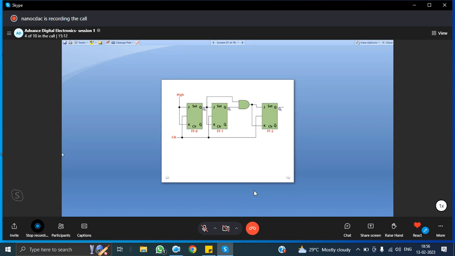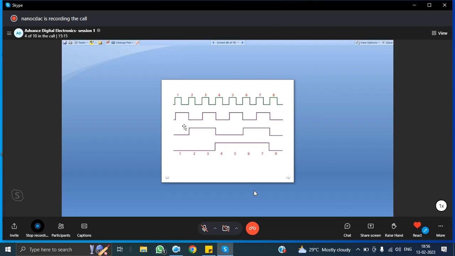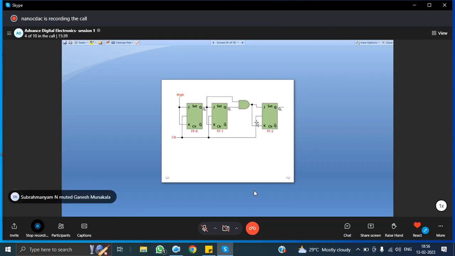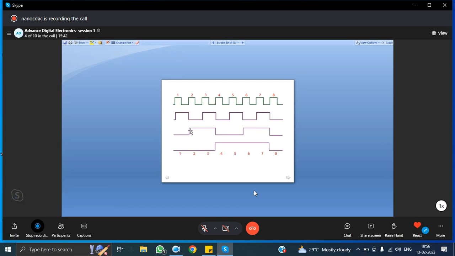All the flip flops are triggered at the same clock edge. You can see the signal diagram here. Assume it is negative edge triggered. So during the first clock edge, what is happening? This is the flip flop. This is Q0, Q1, Q2, and this is Q0, Q1 and Q2. During the first clock pulse, the output is 1 0 0.